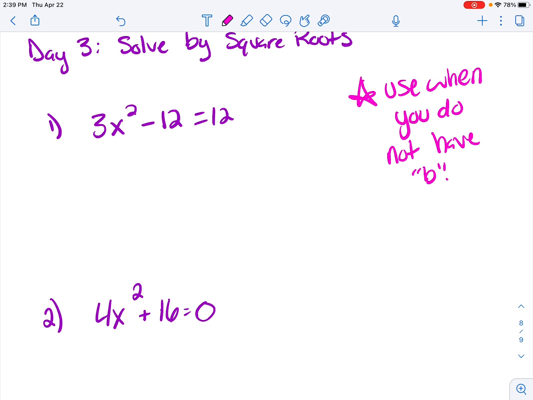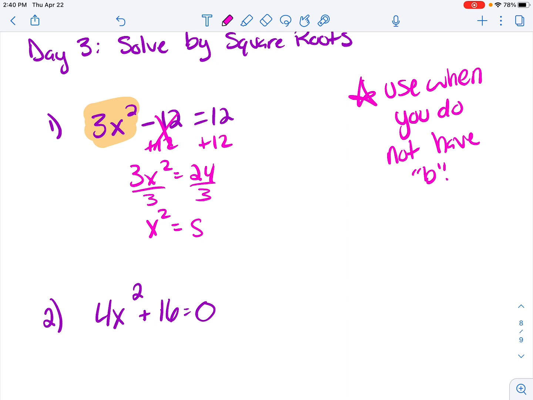So if we look at number 1, we're going to just try to isolate our variable, just like we did with multi-step equations. So this 3x squared is attached to the variable, so how would I get it alone? I would add 12 to both sides. That cancels this 12, so we have 3x squared equals 24. Then I would divide each side by 3 to get x squared equals 8.